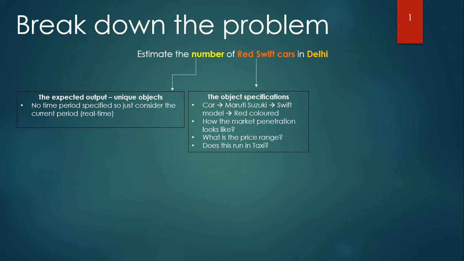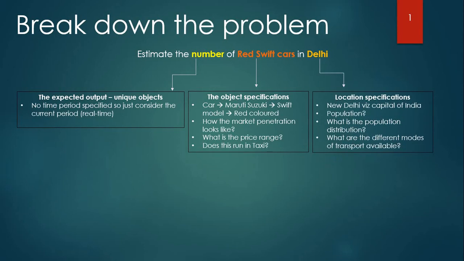Let's move on to the third part of the problem, which is the location specifications. Here we have been given the location as New Delhi, which is the capital of India. In this part, you can ask questions like what is the population of this city, what is the population distribution, what are the different modes of transport available in this location, since you want to identify the number of cars, which is a mode of transport.